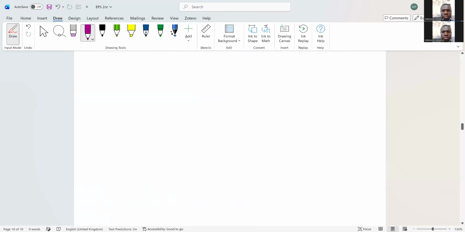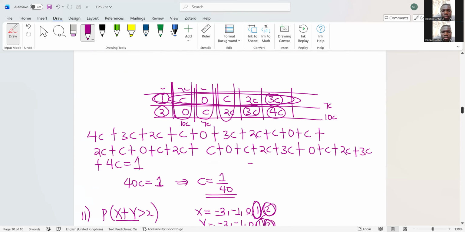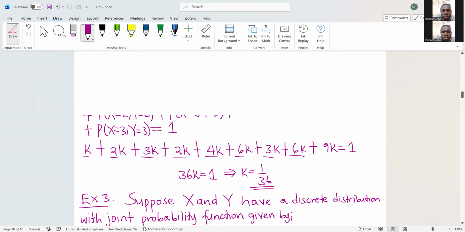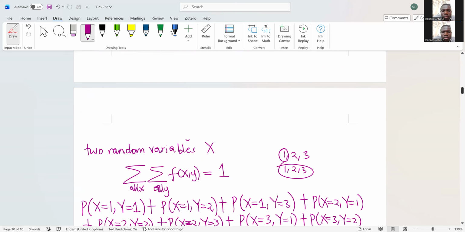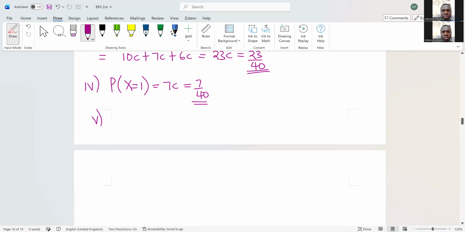Then for part 5, what do we have for part 5? For part 5, we want the probability that the absolute difference is less or equal to 1. Now that sounds a bit technical. So we want to determine the probability that the absolute difference is less or equal to 1.